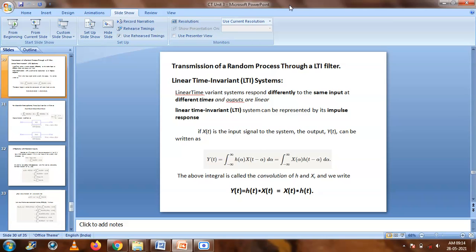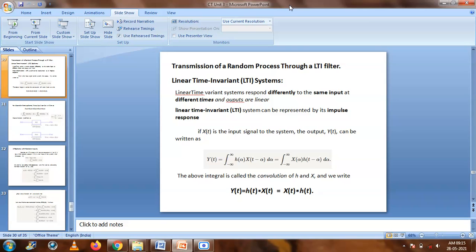So the linear time invariant system is represented by its impulse response. If x of t is considered as the input to the system, then y of t is considered as the output of the system. The equation is y of t equal to the integral from minus infinity to plus infinity of h of alpha x of t minus alpha d alpha, which is equal to the integral of x of alpha h of t minus alpha d alpha. The above integral is called the convolution of h and x. Y of t is the output of the system, x of t is the input of the system, and h of t is the impulse response.